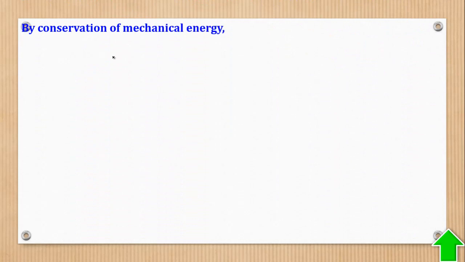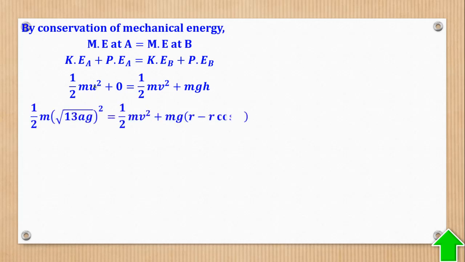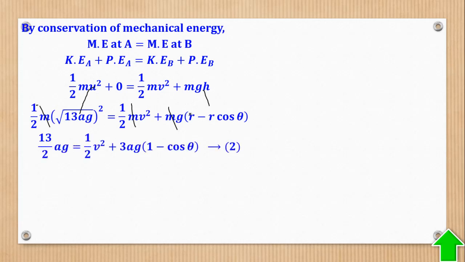Then by conservation of mechanical energy, the energy at A is equal to that at B. So this is equal to this, and we substitute kinetic energy at A, potential energy at A, kinetic energy at B, potential energy at B. So we shall come and substitute for U here and for h. Then simplify. First of all, m will cancel. Then remember that r is equal to 3a. That is why you're seeing 3a there.